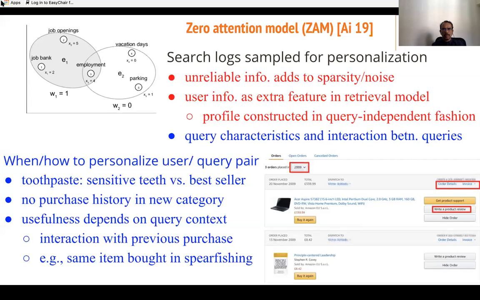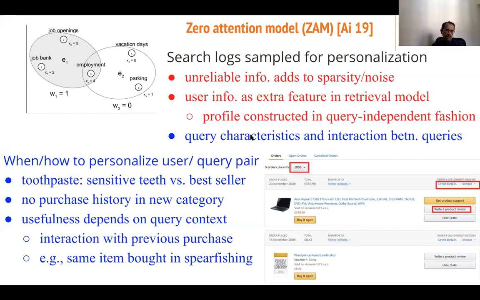So the central question is, does personalization always improve product search quality? In particular, due to its negative effects on web search from a few previous studies. As an example, a customer may want results meeting their personal needs, sensitive teeth, for a query like toothpaste, or they don't differentiate much between returned results and simply purchase the bestseller on the list. So when or how to personalize a user query pair?